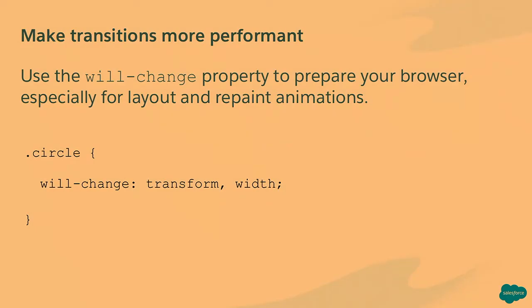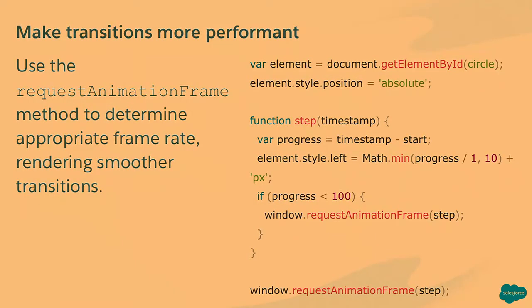If you do choose to animate other CSS properties, use the will-change property to prepare your browser, especially for repaint and layout animations. This lets your browser know what you're about to change, so it's not constantly checking for that repaint, resulting in more fluid and smooth animations. Another way to make transitions more performant is to use the requestAnimationFrame method in JavaScript. This will determine the appropriate frame rate for your animation depending on what browser you're using and what device you're on.